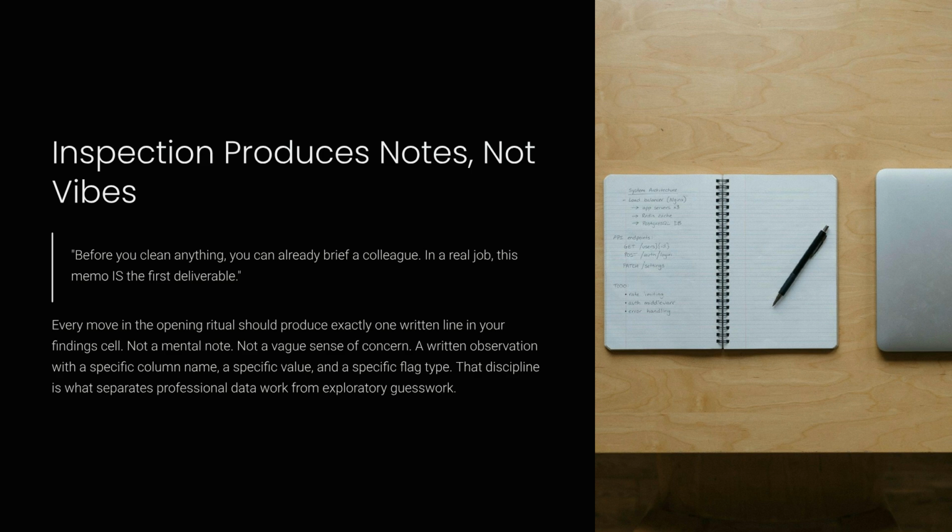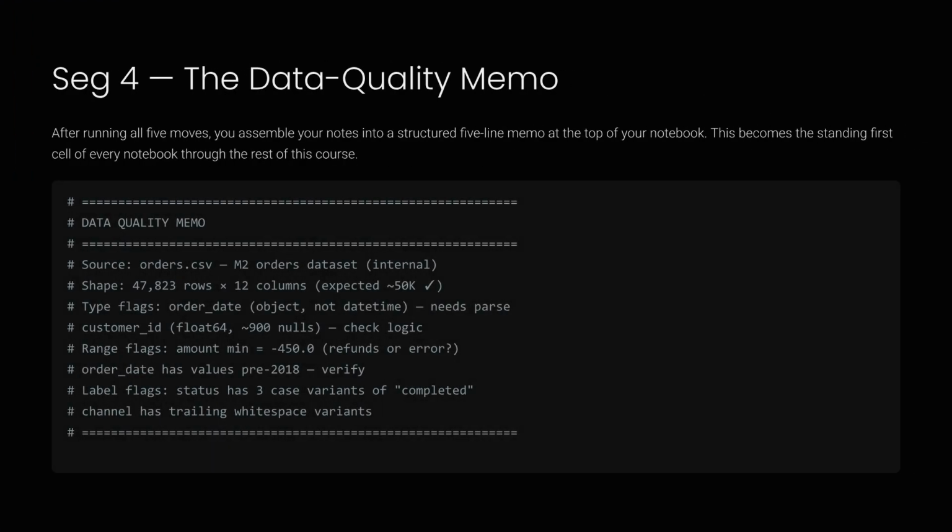Remember that inspection produces notes, not just vibes. In a professional setting, this memo is a formal deliverable. Every observation should be specific, documented, and actionable. After your inspection, you will assemble your notes into this structured 5-line memo at the top of your notebook. This becomes the standard starting cell for all your future data work.